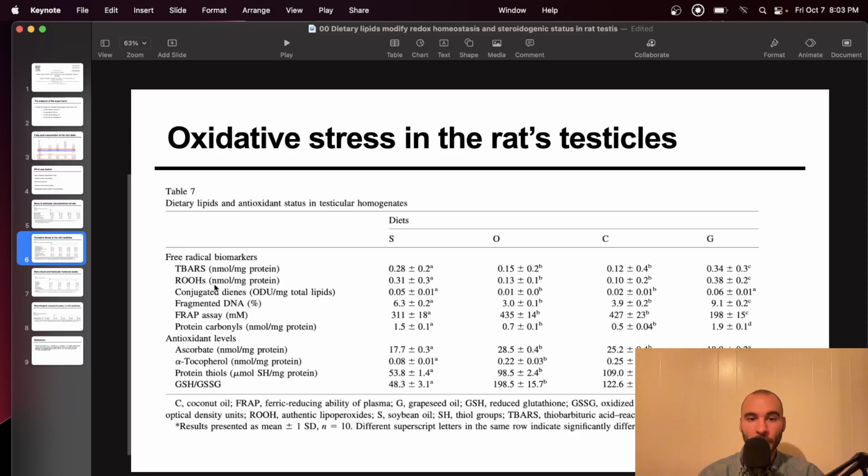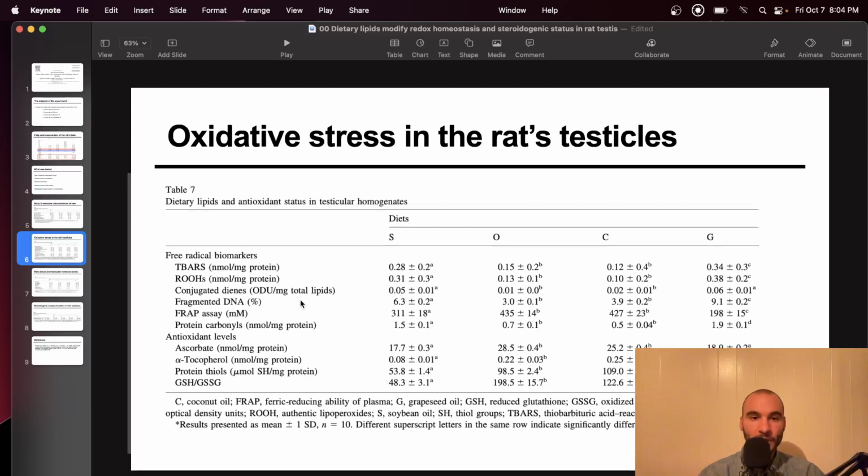As we look over here, we're going to look at lipid peroxides, again a marker of exactly what it is, lipid peroxidation. Coconut oil and olive oil again had the lowest amount of lipid peroxides compared to the soybean oil and the grapeseed oil group, with coconut oil having almost 1/4 of the amount of lipid peroxides as the grapeseed oil group and 1/3 the amount of the soybean oil group. The olive oil group was about 1/3 of the grapeseed oil and a little less than 1/2 of the soybean oil group.